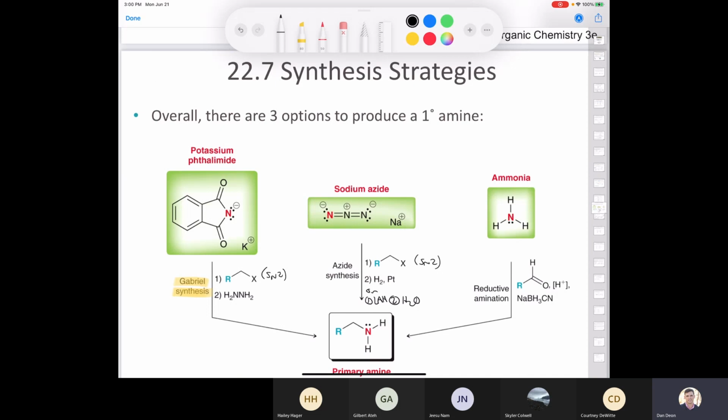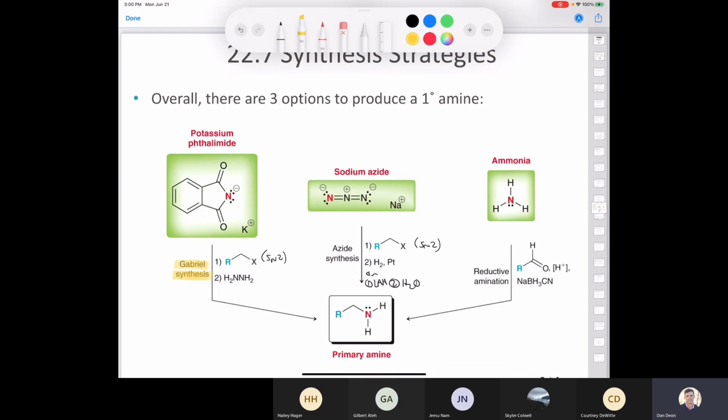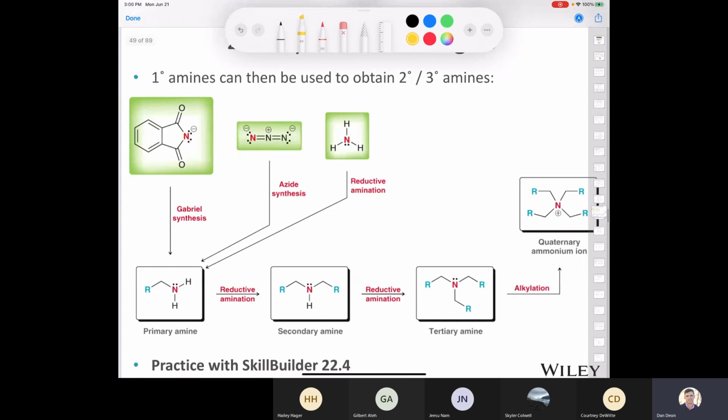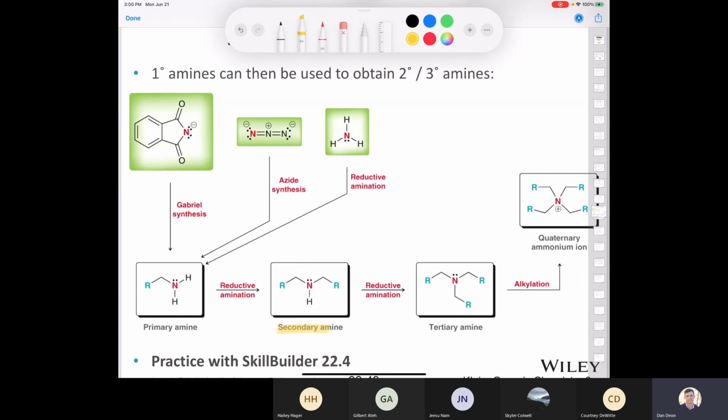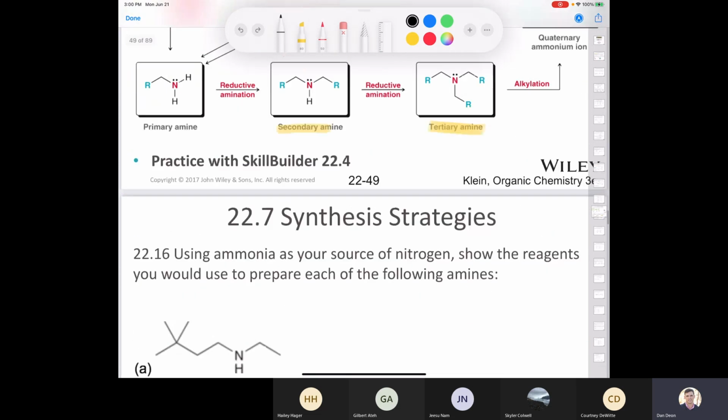The crazy thing about reductive amination is that it can be used to make a primary amine, sure, but it can also be used to make a secondary or a tertiary amine. And even a tertiary amine can do a runaway reaction to make a quaternary ammonium salt. You can end up making a quat. So just by an alkylation reaction, that gives you all these different ways to make amines. Gabriel synthesis, azide synthesis, and reductive amination can all be used to make primary amines. Then you can use reductive amination to make a secondary or a tertiary amine. So these are the methods that we have to make amines.